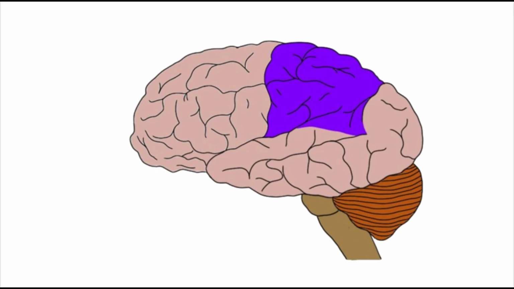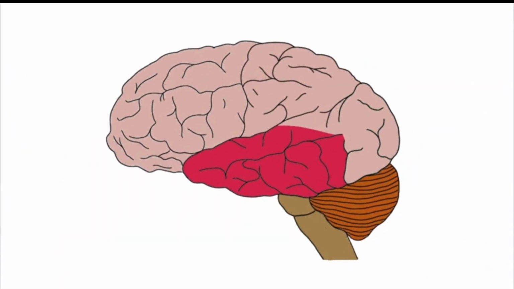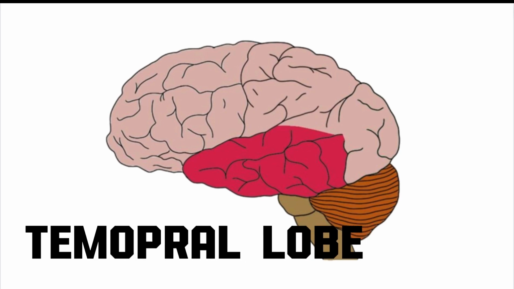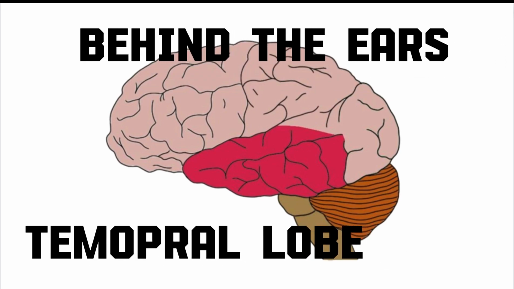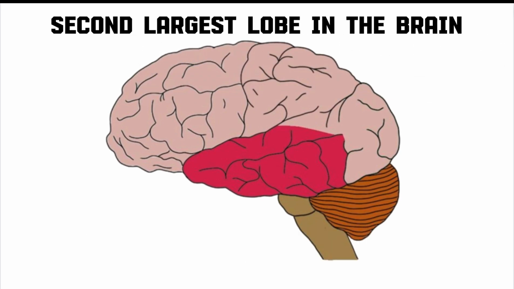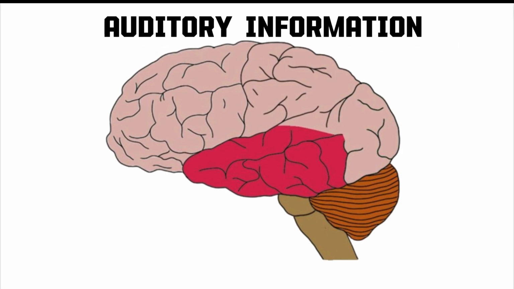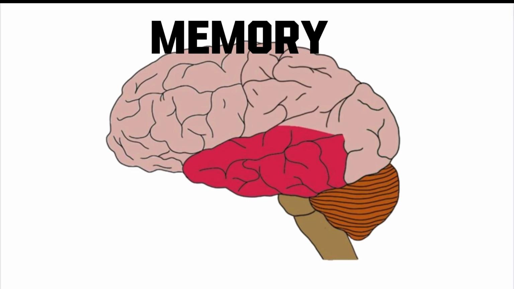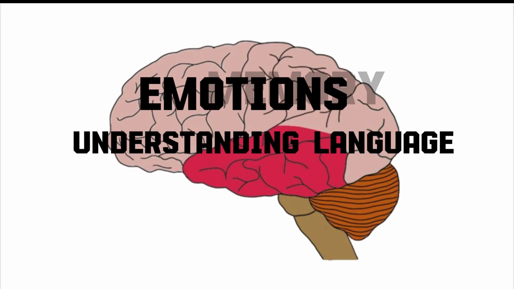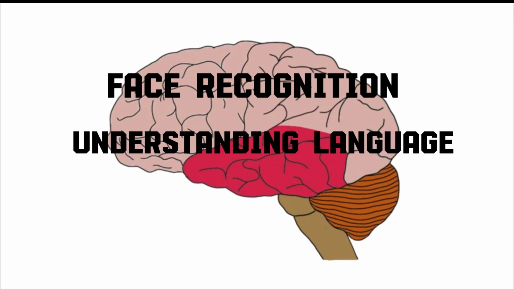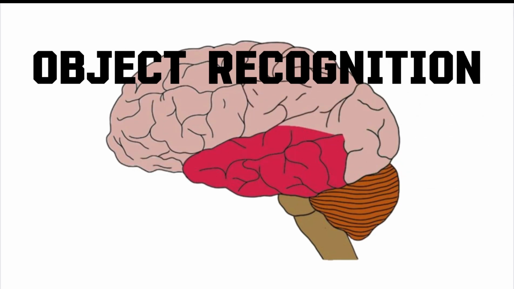Next, let's move on to the temporal lobe. So this is the temporal lobe. The temporal lobe sits behind the ears and is the second largest lobe in the brain. The temporal lobe is responsible for auditory information, memory, emotions, understanding language, face recognition, and also object recognition.